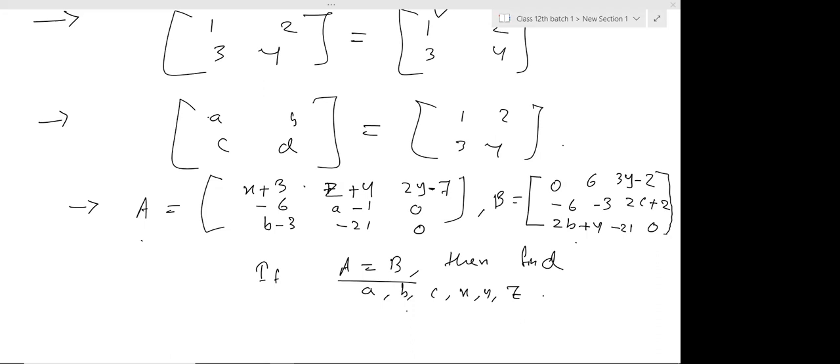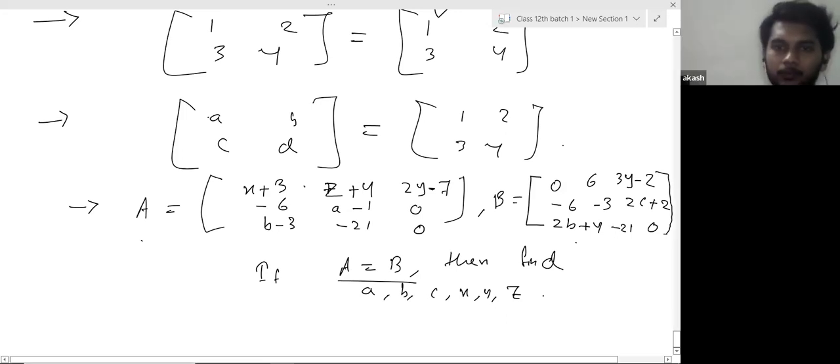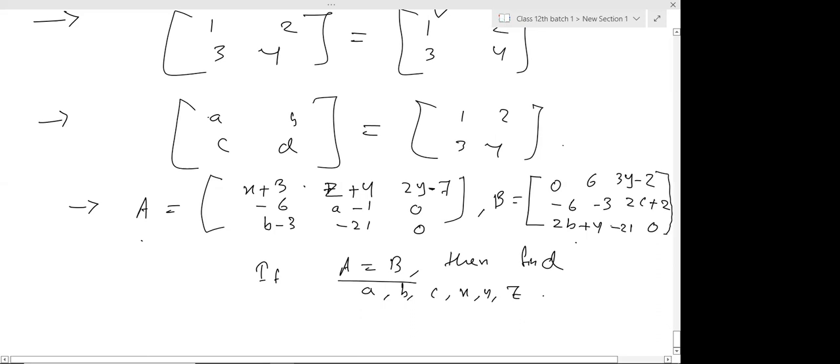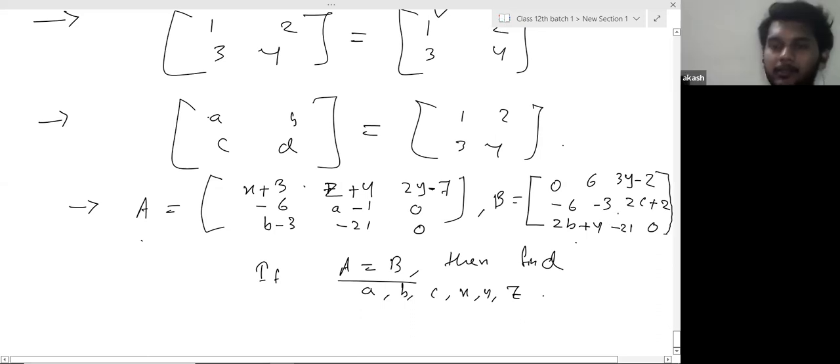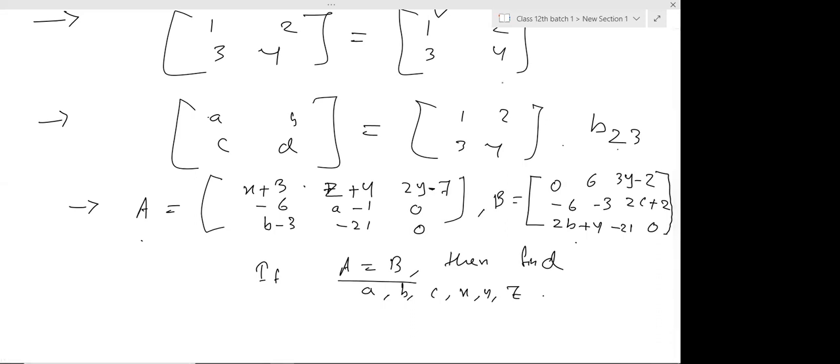Sir, is the second element in the first row z plus y or z plus 4? Z plus 4. This is Z plus 4. What is the element of B in third row and third column? No, second row and third column. 2C plus 2. All right. And from now on, don't say second row, third column like that. Just say B2,3. B2,3 means second row, third column. Okay. All right.